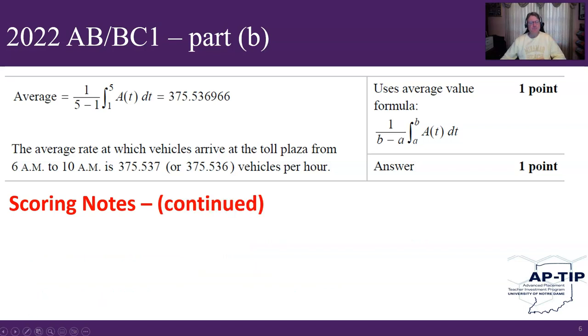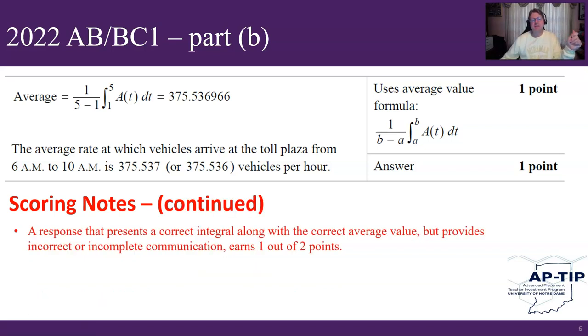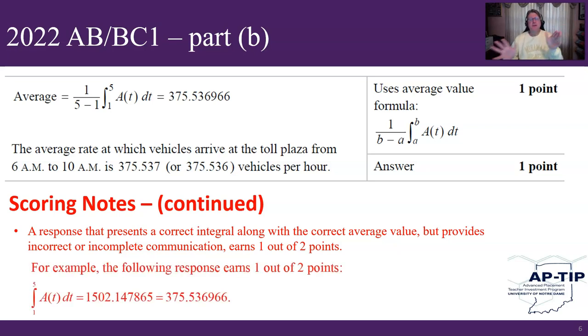Now, a response that presents a correct integral along with the correct average value, but let's say it provides incorrect, or let's say at the very worst, incomplete communication, is only going to earn one of those 2 points. So what do we mean by that? Let's say a student sets up that definite integral, A of t, from 1 to 5, and they resolve it using the calculator to get that 1,500 number. But then they set that equal to our answer of 375. Well, obviously that has problems.